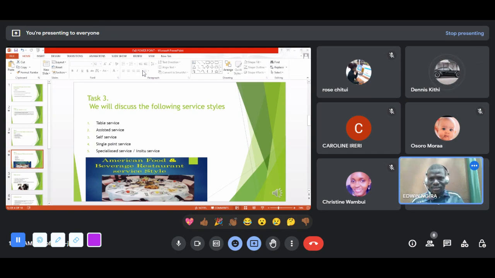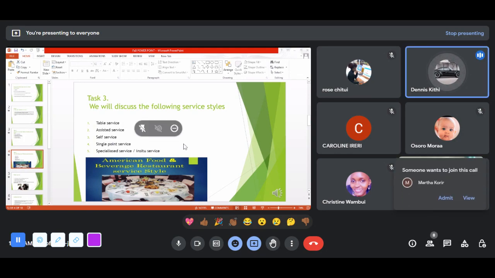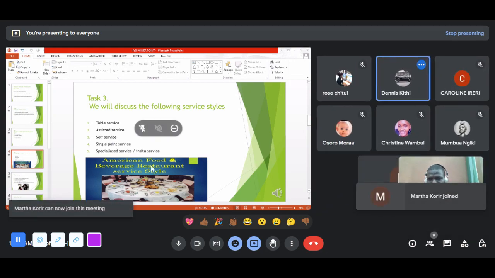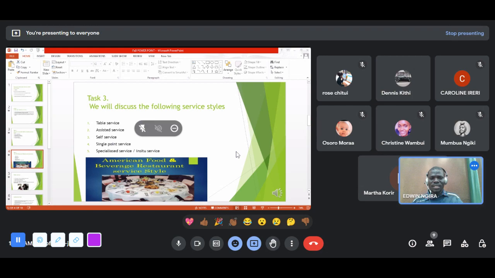Number one is table service, assisted service, self-service, single point service, and specialized service or in situ service. So, table service, assisted service, self-service, single point service, and specialized service, also known as in situ service.